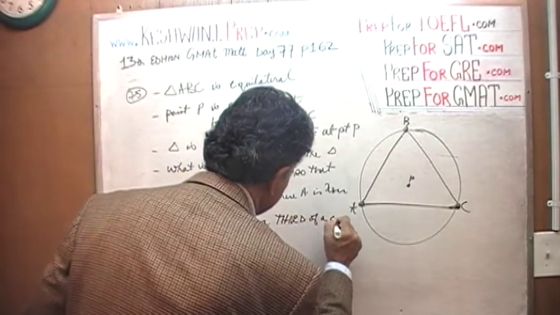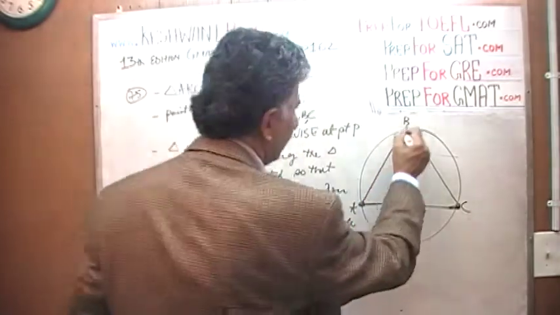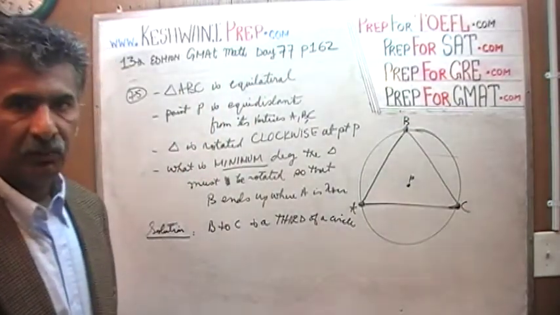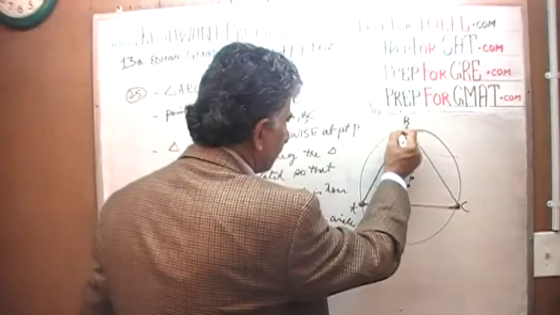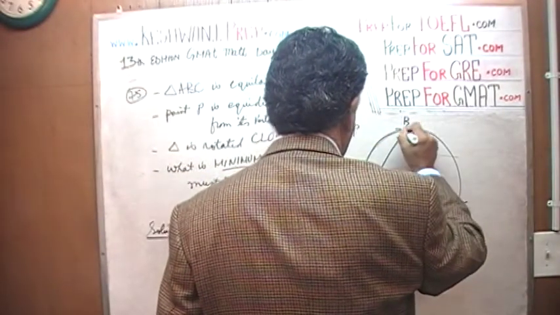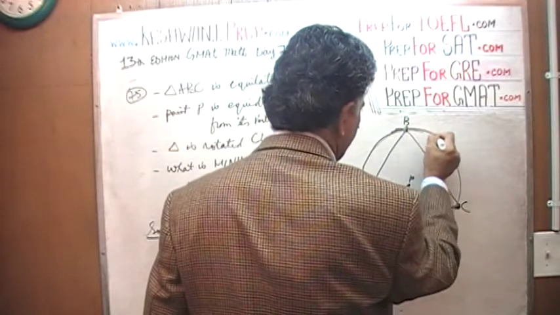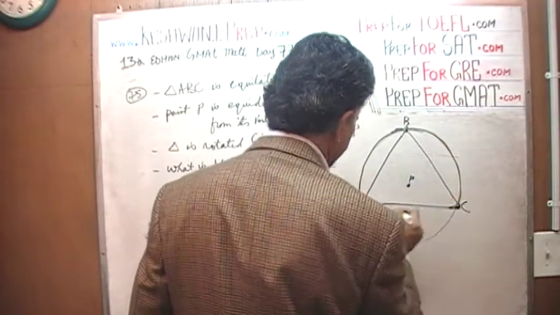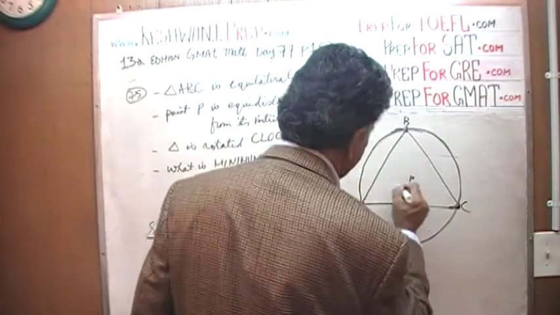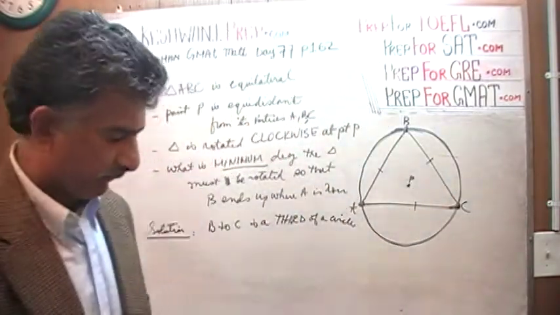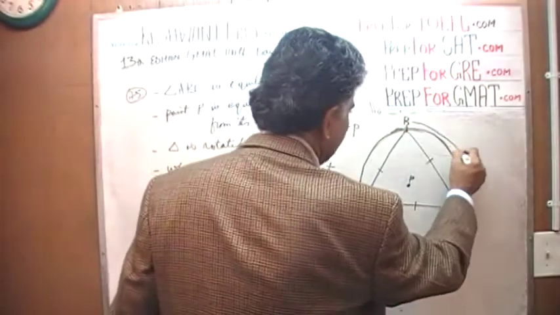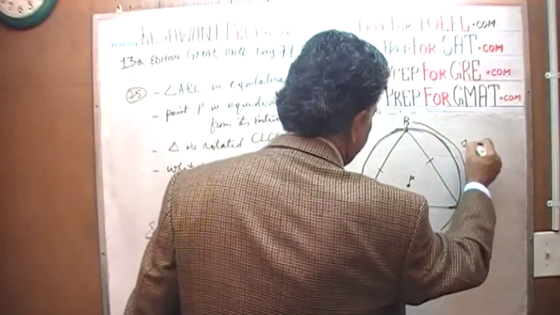As you can see, from here to here is a third, because the entire circle has been cut into 3 parts. This is 1/3 of the circle. This is another third of the circle, because these sides are equal to each other. It's an equilateral triangle. So if you were to go from B to C, B to C is a third of a circle.